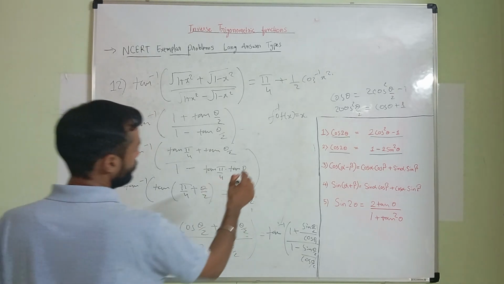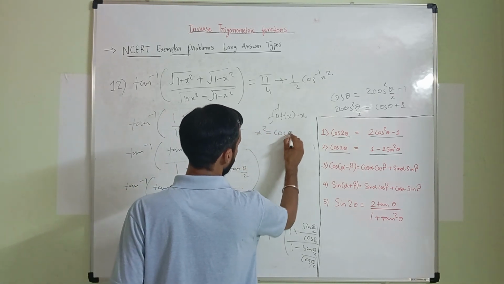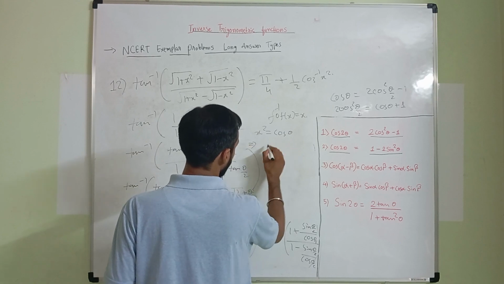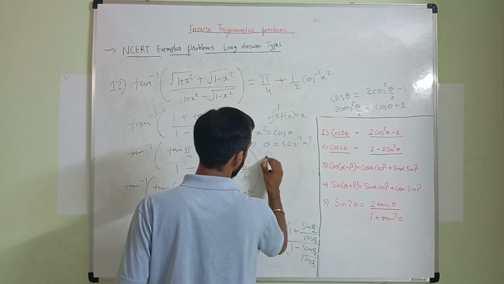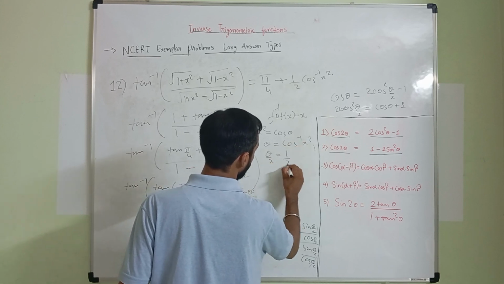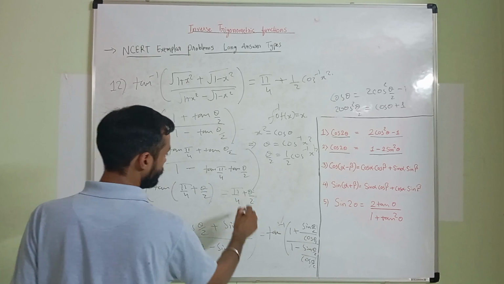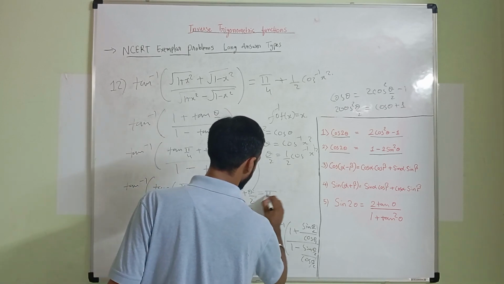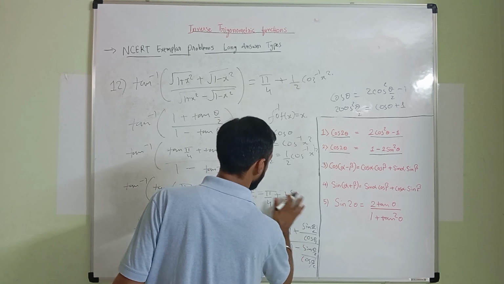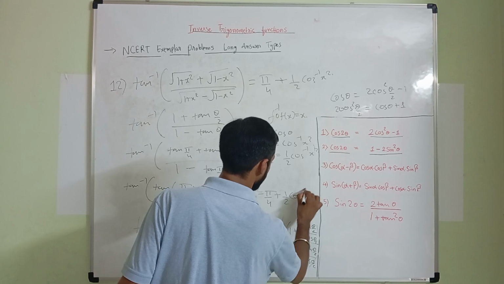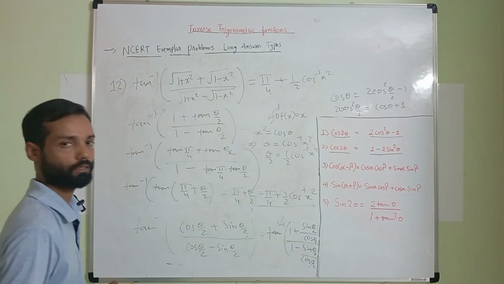And since we assumed x square is equal to cos theta, our theta will be cos inverse of x square, and theta by 2 will be 1 half of cos inverse of x square. So placing this theta by 2 over here, we will get our final required value, which is our solution, pi by 4 plus half of cos inverse of x square. Hence this will be our right hand side.